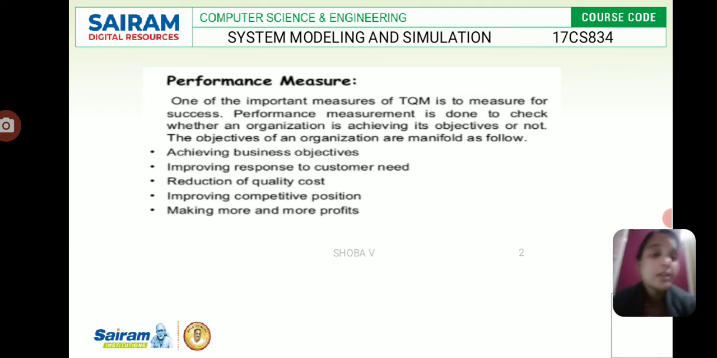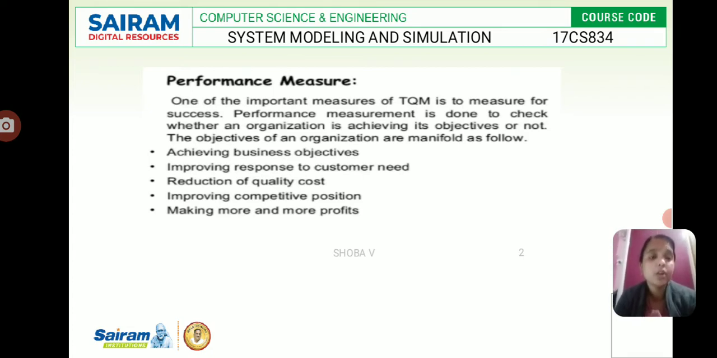One of the most important measures of TQM is to measure success, and performance measurement is done to check whether an organization is achieving its objectives or not. The objectives of an organization are manifold, as follows: achieving the business objectives, improving the response to the customer need, reduction of quality cost, improving competitive position, and making more and more profits.